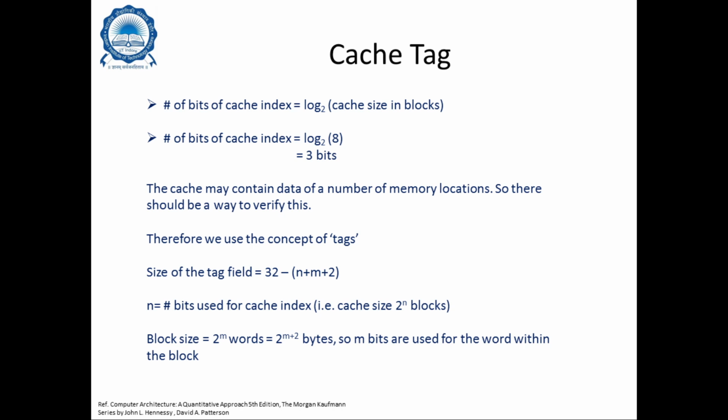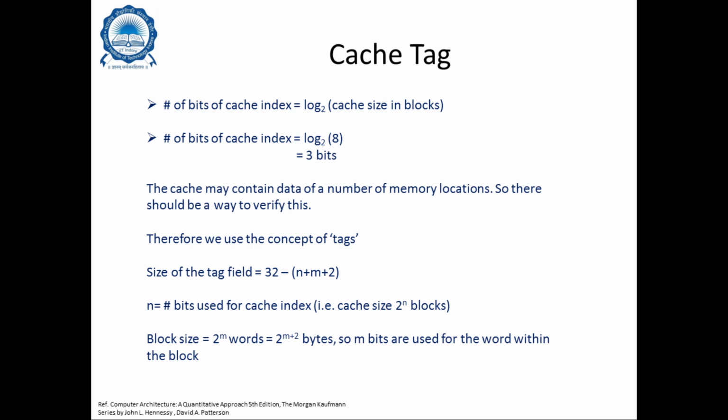Since we know that the cache may contain data of a number of memory locations, there should be a way to verify whether the data present in the cache belongs to the given memory RAM address. Therefore we use the concept of tags. So how do we find out the size of the tags?